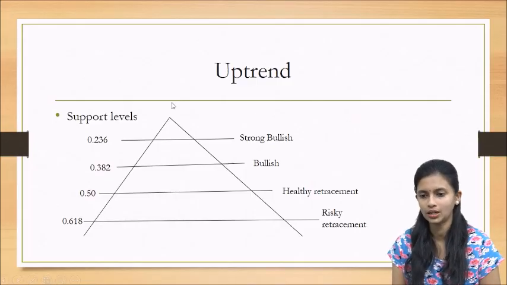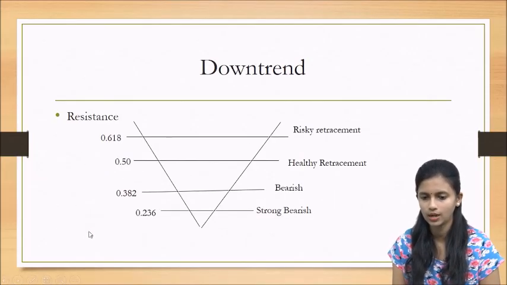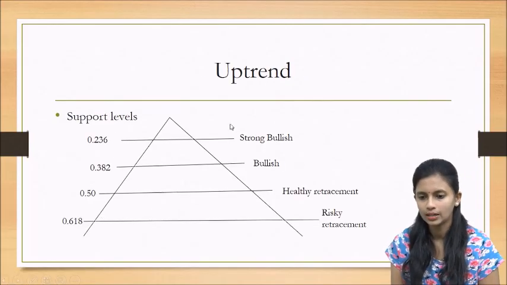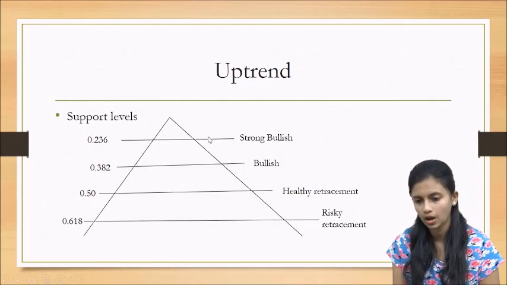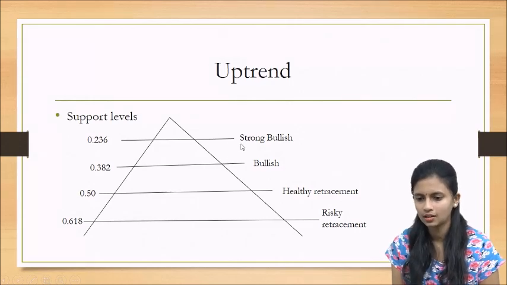If it is an uptrend, that is the bullish approach, you will get these levels: 0.236, 0.382, 0.50 and 0.618. So here the stock might come and retrace like this. Now it's not required that the stock has to touch this support line. It can come somewhere near like this and retrace here, or here, somewhere here.